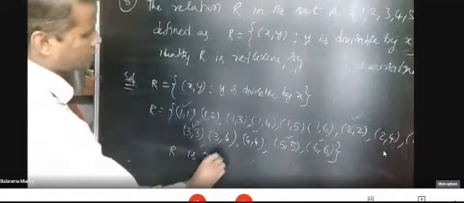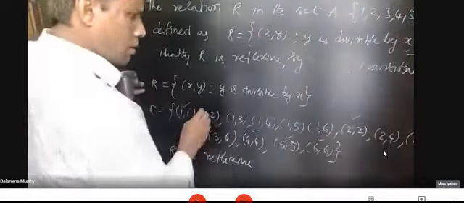Now, in this relation, what are the elements? 1, 2, 3, 4, 5, 6 we need to use. So (1, 1) is there, (2, 2) is there, (3, 3) is there, (4, 4), (5, 5), (6, 6) is there, means what? Therefore, R is reflexive. Okay guys, R is reflexive. Yes, sir.